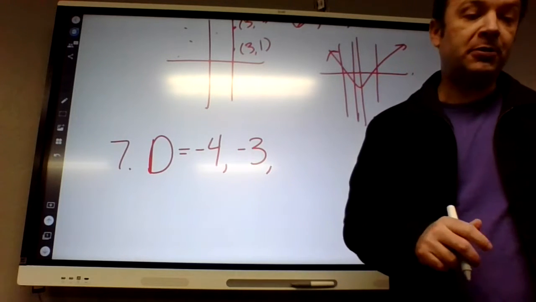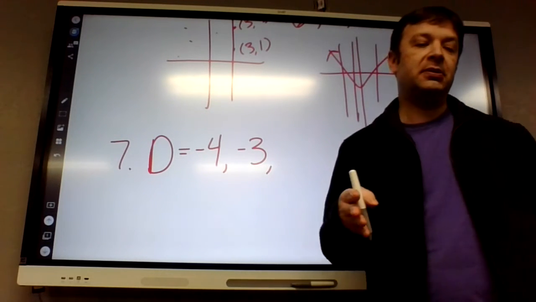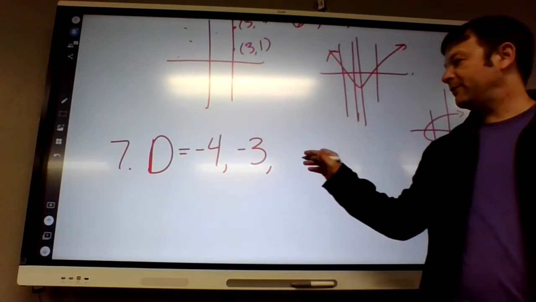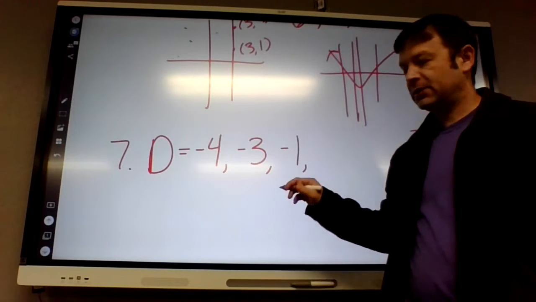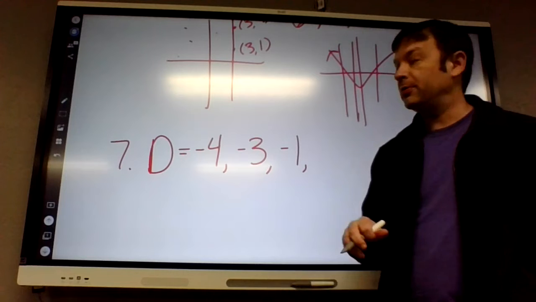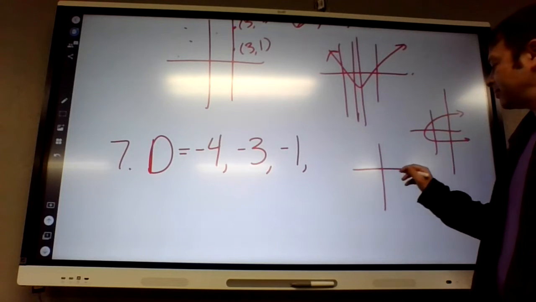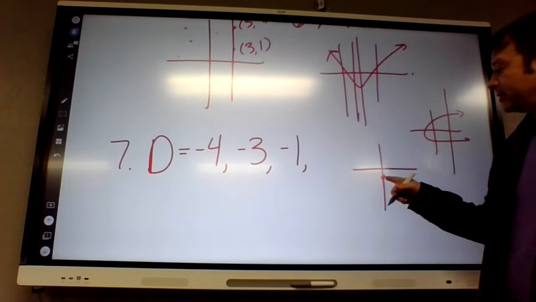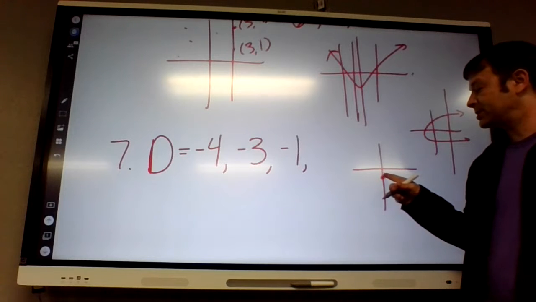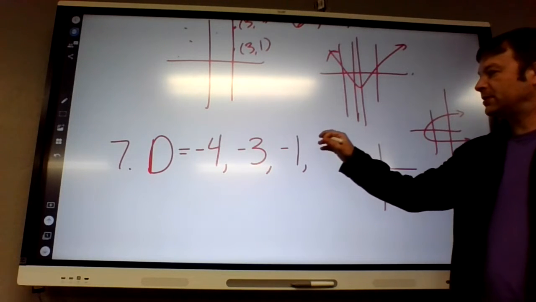If you step to the right 2 steps, X equals -1 has a couple points. And then if you go 1 step to the right, there's a point on the y-axis. What's the X value of this? 0.